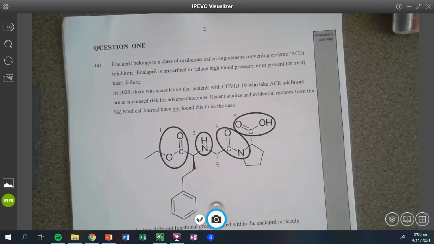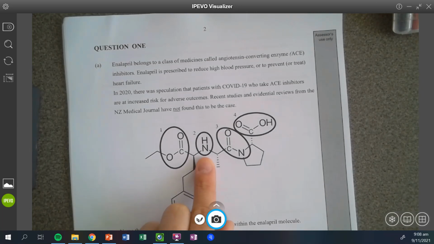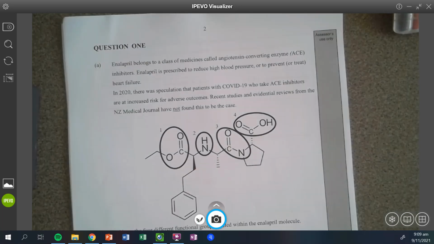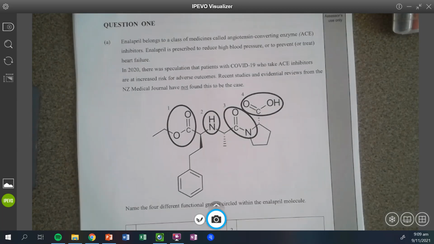types of functional groups. Here's an ester. That one is a secondary amine. That one is a secondary amide, and that one's your carboxylic acid. So be mindful, even if the functional groups are inside the organic molecule, it's still the functional group that you're looking for. This one only went up to an achieved. You need to get 3 of them correct.